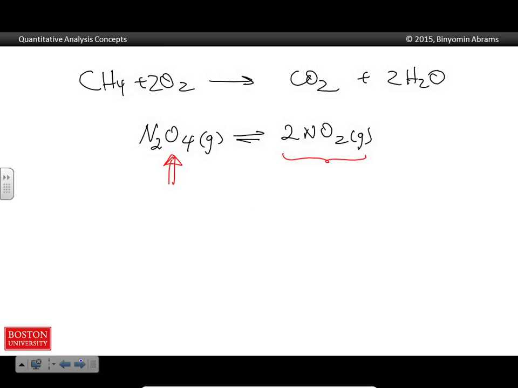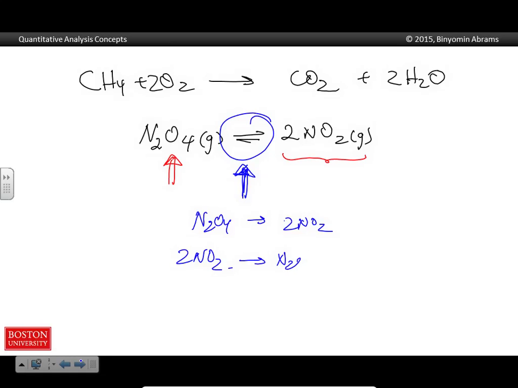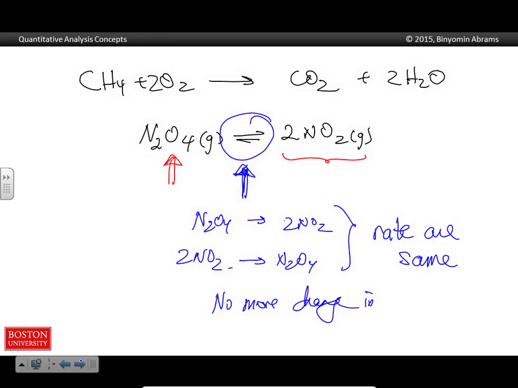What equilibrium means, and we use this equilibrium arrow to represent it, is that while reactants are forming products, we call that the forward reaction, N2O4 going to 2NO2, that's your forward reaction. We also have 2NO2 going to N2O4. What's the equilibrium condition? Is that the rates of these happening are the same. So once we've reached equilibrium, we shouldn't see any change, so no more change in the concentrations or in the pressures.